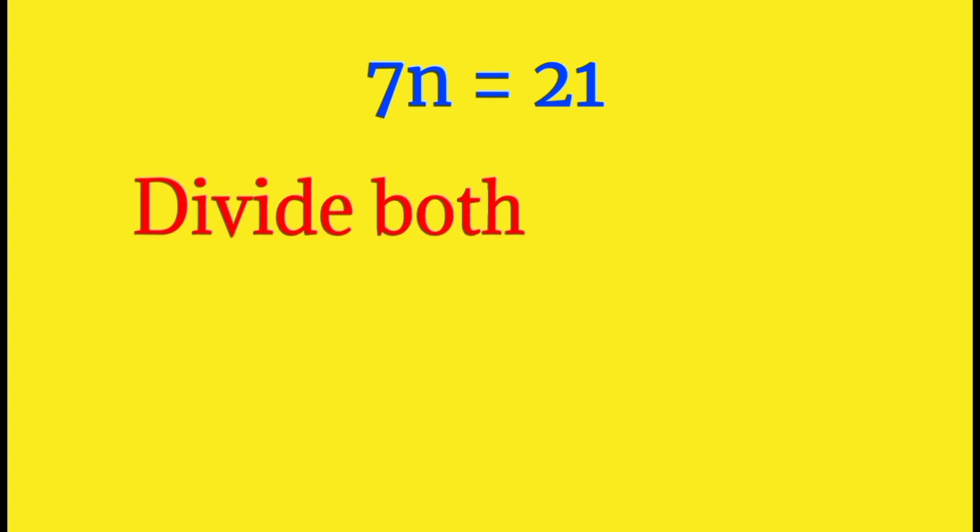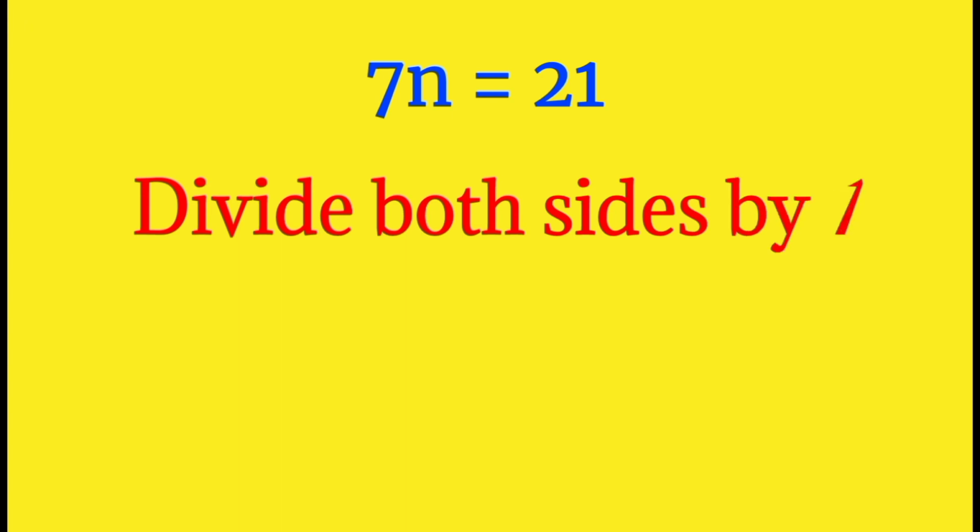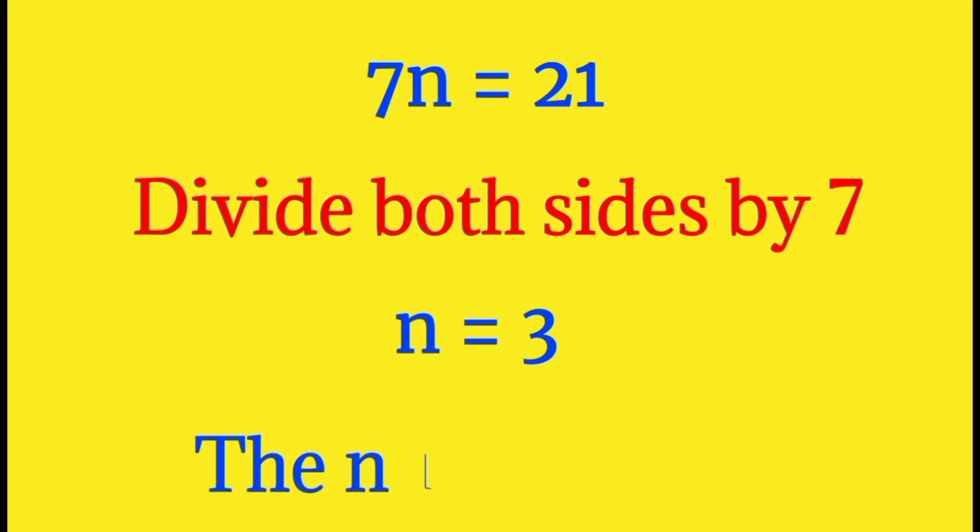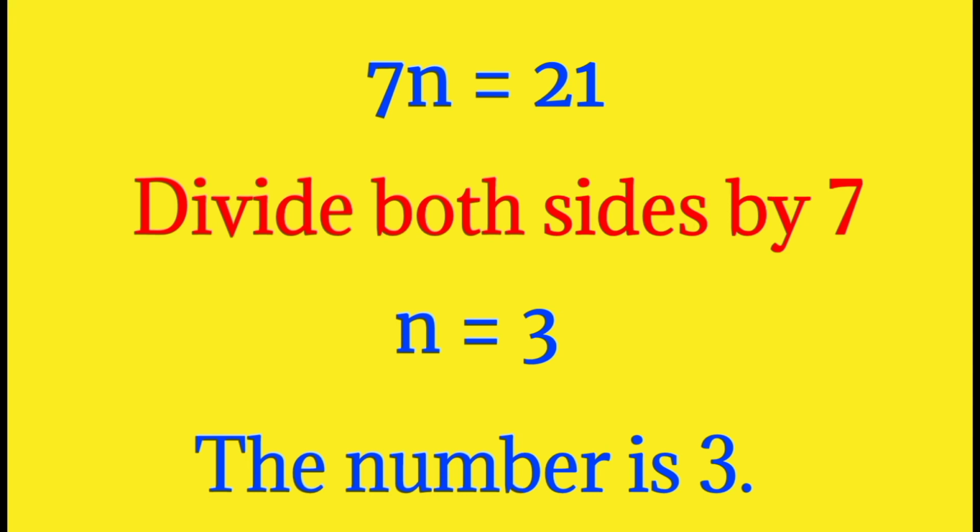Then the next step is to divide both sides of the equation by 7. So we have 7n divided by 7, that will give us n. Then 21 divided by 7, that will give us 3. So n is equal to 3, meaning that the number is 3.